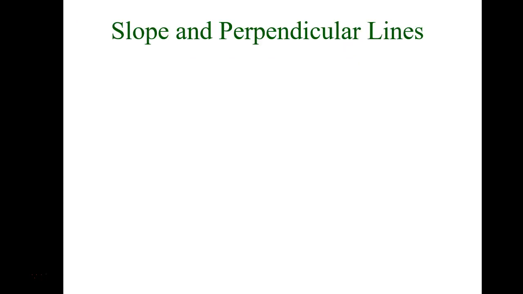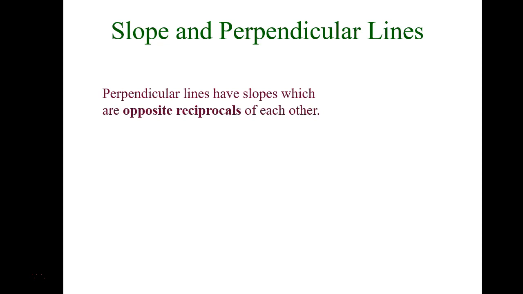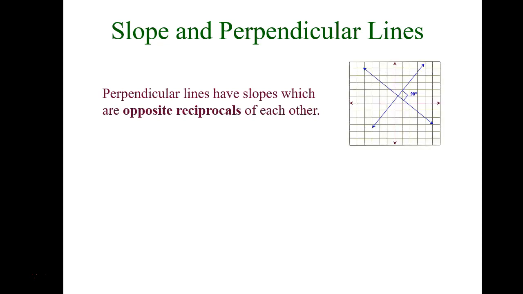Okay, perpendicular lines. So remember that lines that are perpendicular intersect at a right angle. Algebraically, the way you know they're perpendicular is their slopes have opposite reciprocals. So what do I mean by that? Reciprocal, you flip the fraction. Opposite, you change the sign.